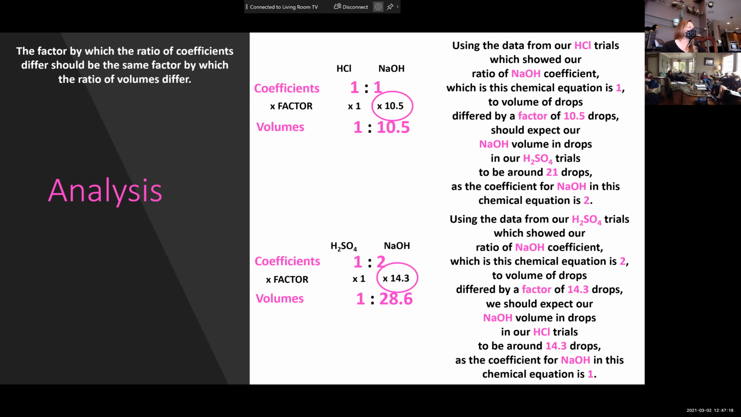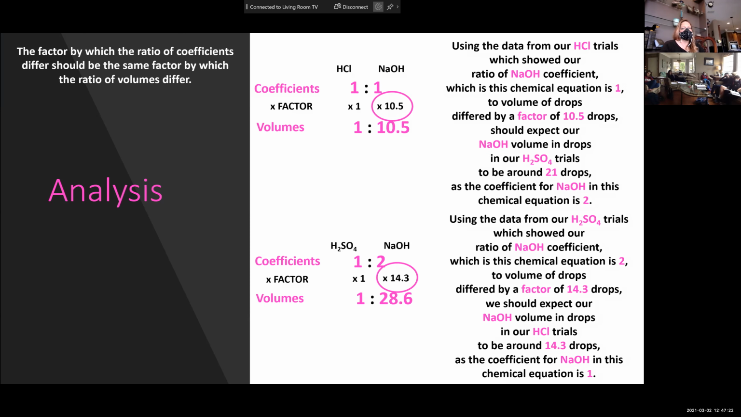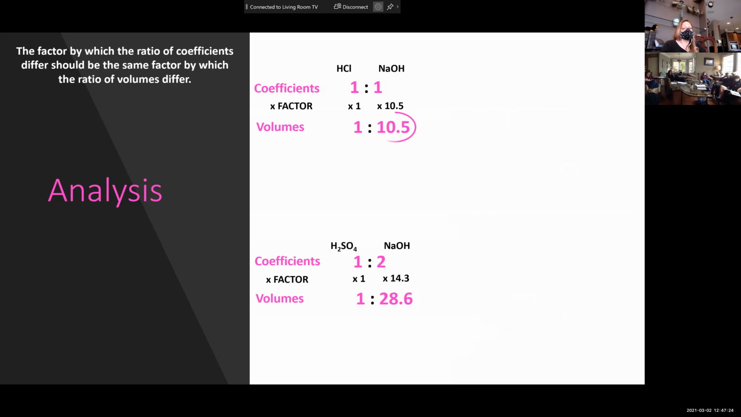Likely they're both a little wrong because we were doing a lot of manual stuff, and when you're doing a lot of manual stuff, there's a lot of room for error. So this could actually be anywhere from 10.5 to 14.3. It could be in this range. Does that make sense? Same thing here. This one's going to be in a range too. What's it going to be in a range of? 21 to 28.6.